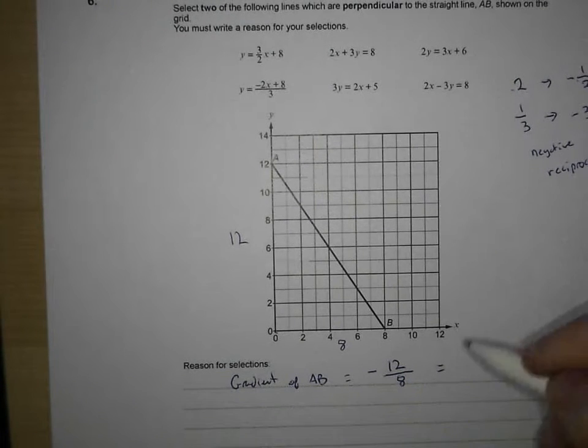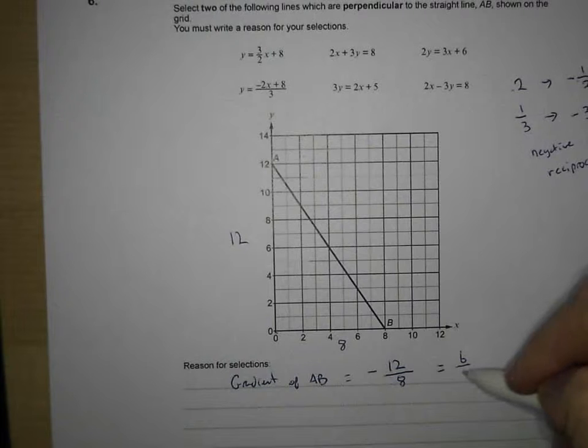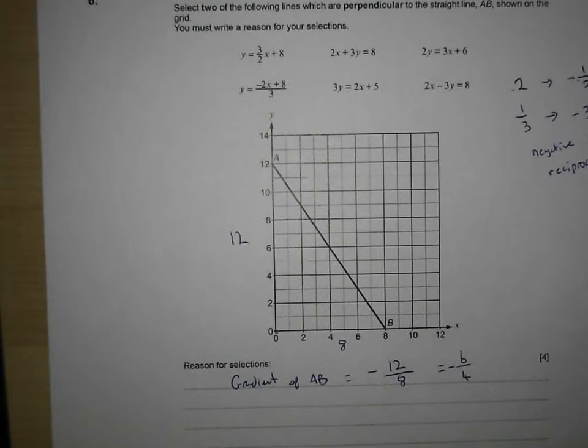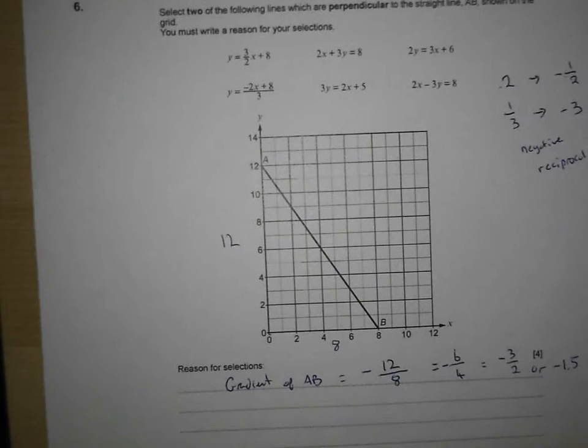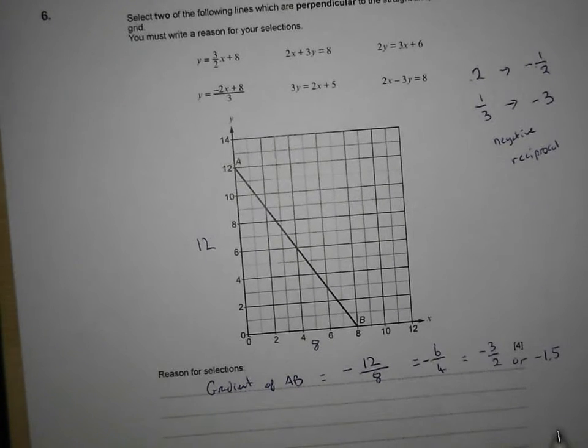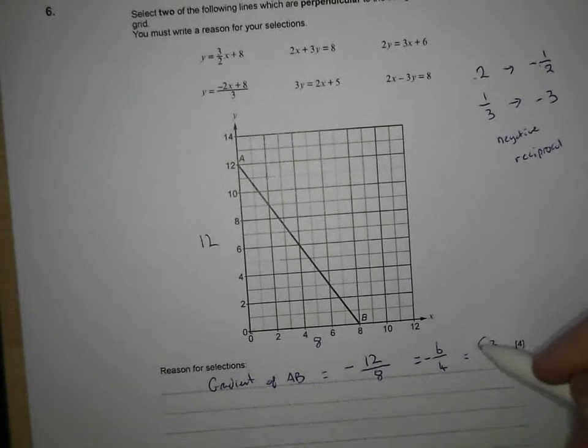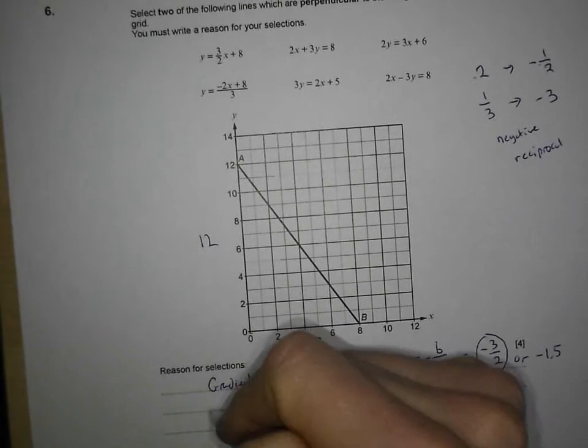I think we get minus 6 over 4. And we can probably go a bit further. If we divide by 2 again, I think we get minus 3 over 2, or minus 1.5, whatever you prefer. So that's the gradient of AB. Let's put a little circle around that. So what's the gradient of a perpendicular?